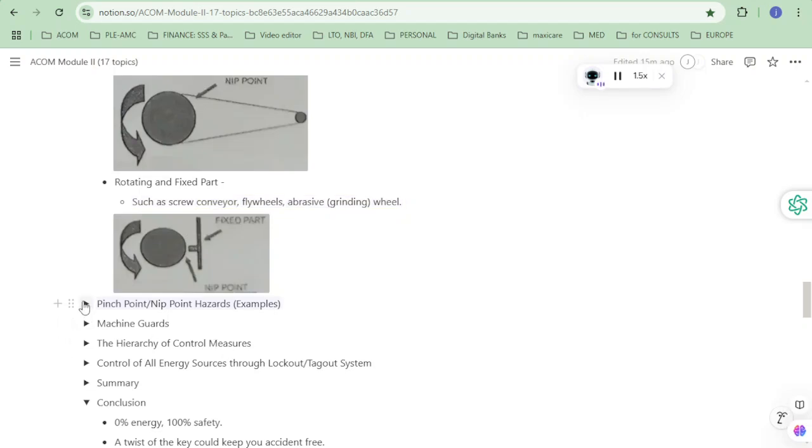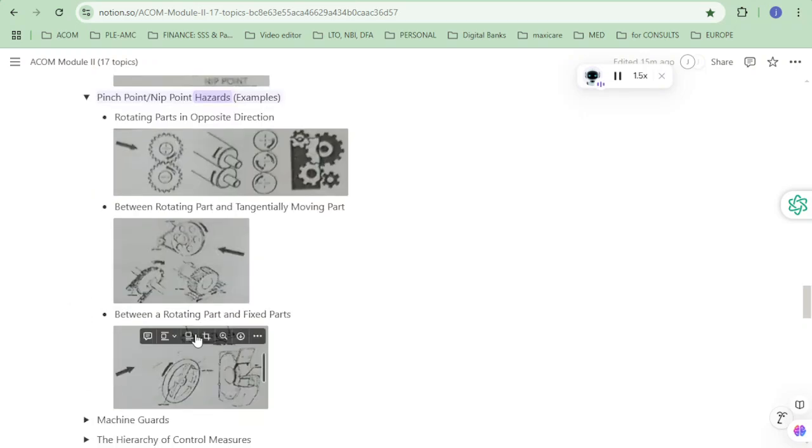Pinch point and nip point hazards, examples. Rotating parts in opposite direction. Between a rotating part and a tangentially moving part. Between a rotating part and fixed parts.